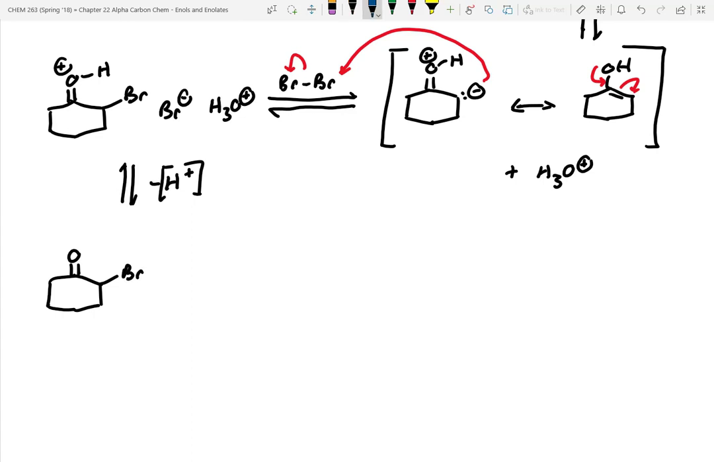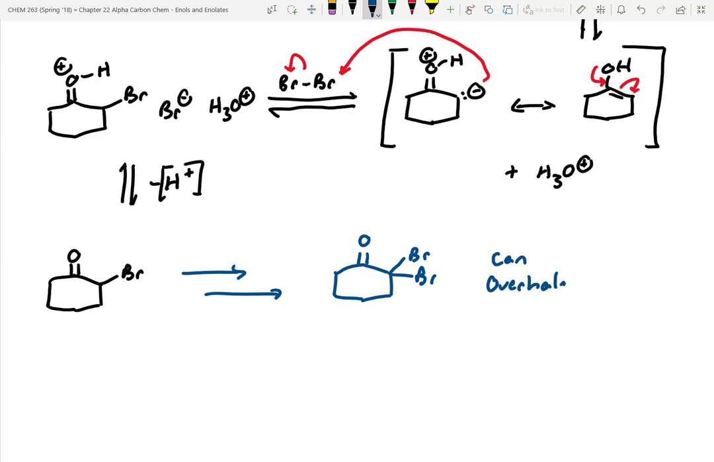The other important thing to remember is if you keep on pushing this, you can actually over halogenate and add in one or more than one bromine off of that alpha carbon. Typically, that's not the desired goal, but occasionally you might see that where you purposely want to overdo it.